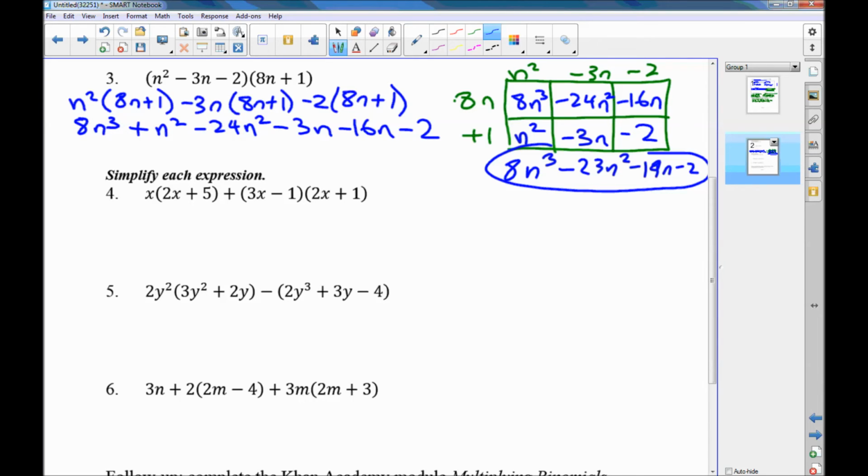So you can see these are the same entries that are in our box. So it doesn't matter which way we do it. We collect our like terms. We get 8n cubed minus 23n squared minus 19n and minus 2.